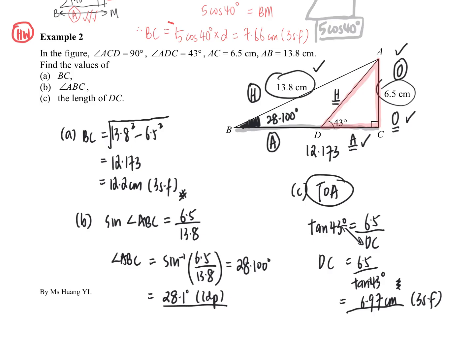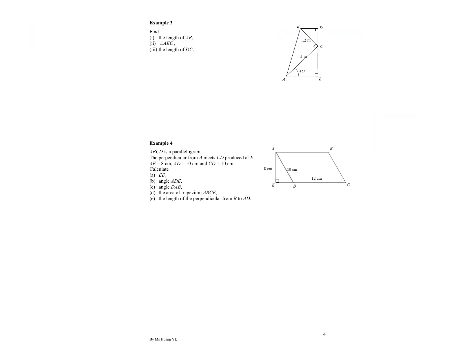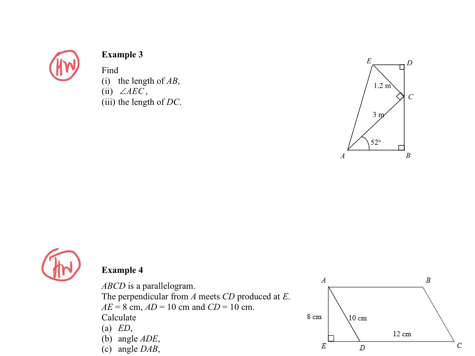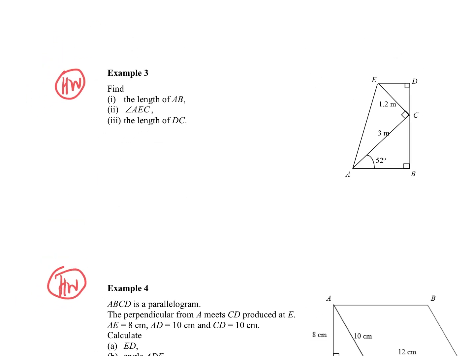Or the soft copy is in the Google Classroom also. Okay, next one. 3, 4. This one no need to do on the foolscap paper. You can. Example 3. I want to find AB.